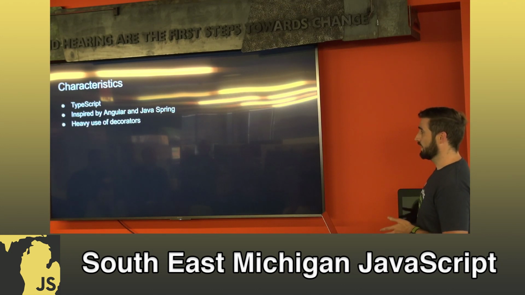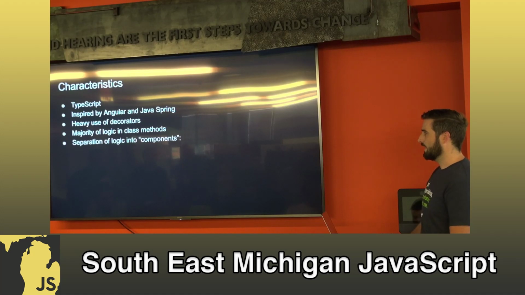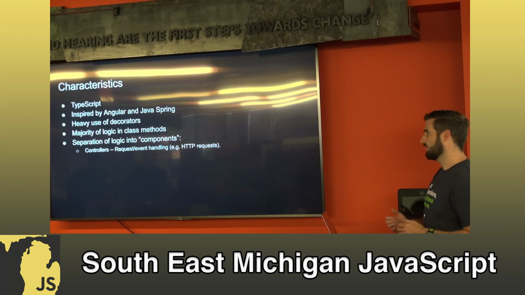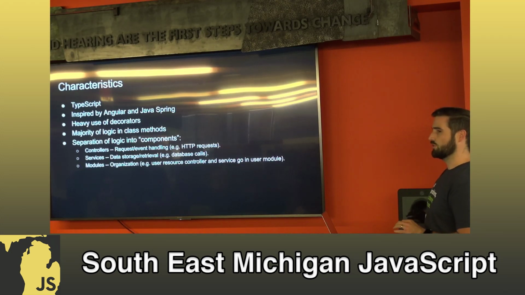It makes heavy use of decorators, and I think it makes the code a lot more readable, and also a lot more declarative. The majority of your logic will be in class methods, and it separates logic into components. The first being controllers, which are used for request or event handling. For example, for HTTP requests, if you're already using Express, it's what you use for a request handler. Services, which are used for data storage and retrieval, like database calls. And modules, which are primarily used for organization.